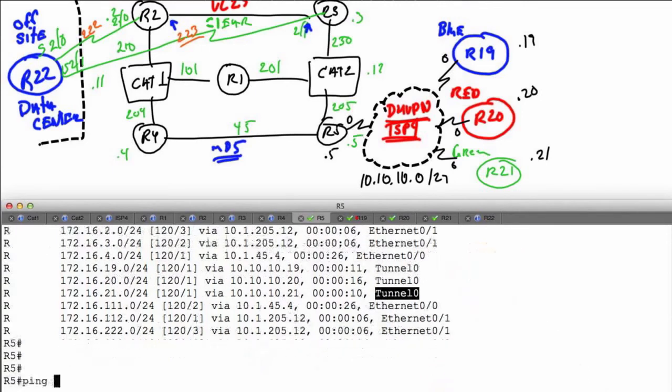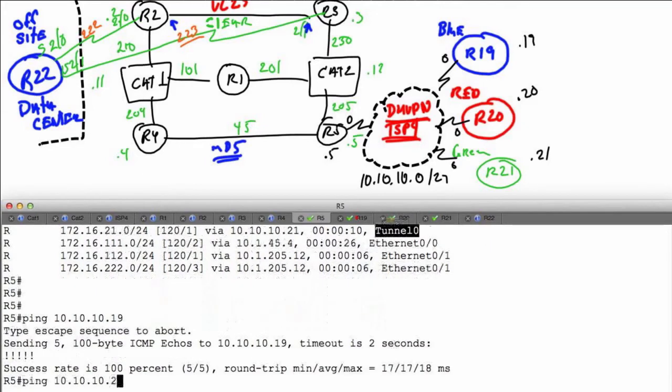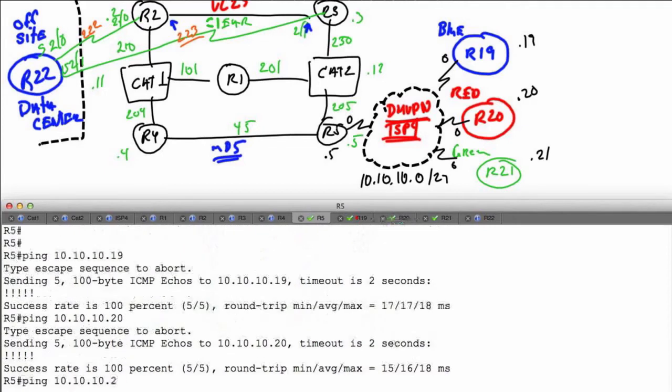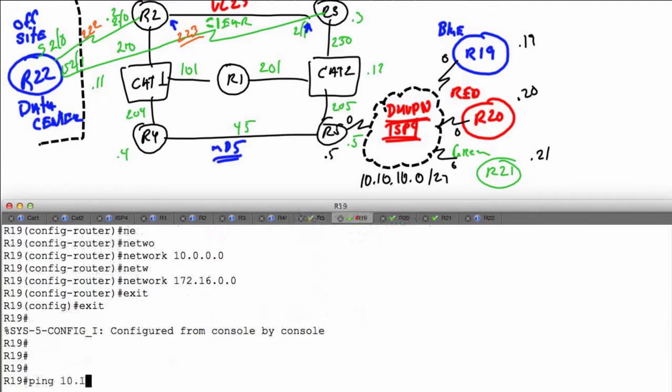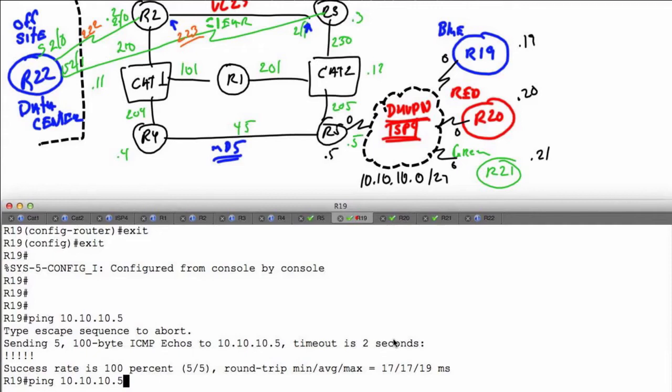So from here on R5, can I ping 10.10.10.19, 20, and 21? Yes, I can. So let's go over to 19, ping 10.10.10.5. Can I ping 20?